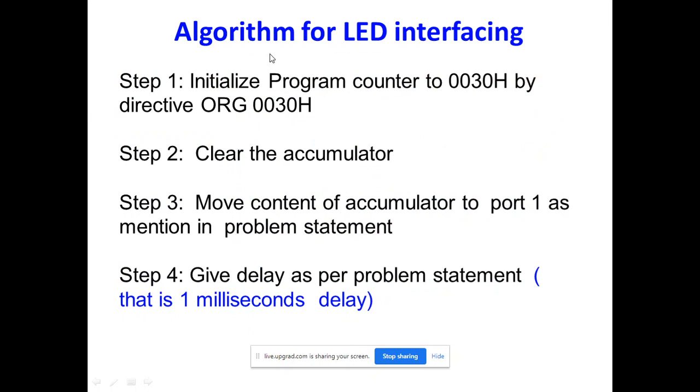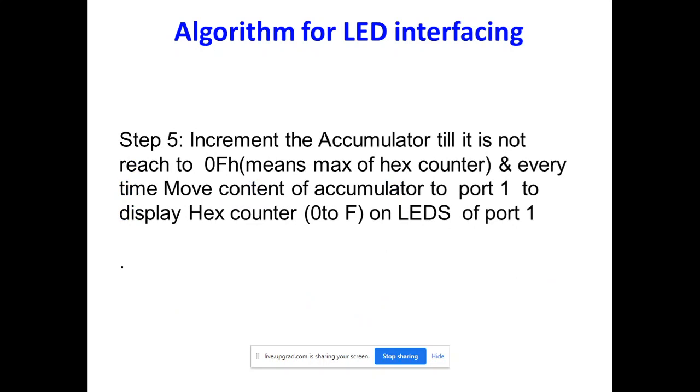According to that, I am making changes in the basic algorithm. First step remains the same: you start from the scratch pad. Then next, we want to start from 0 to F, that's why we clear the accumulator first. Then move the content of the accumulator to port 1 where all 8 LEDs are, meaning all 8 LEDs remain off. That is the initial condition. Then give the delay because we want to see that variation. That's why every time we call the delay in between.